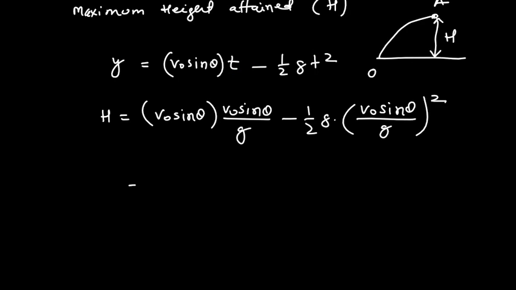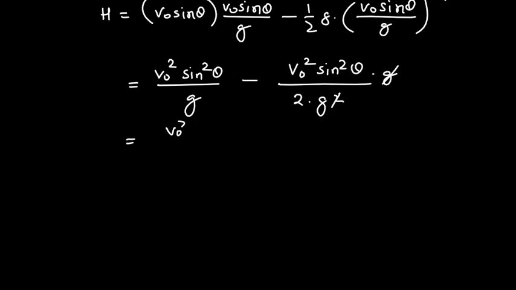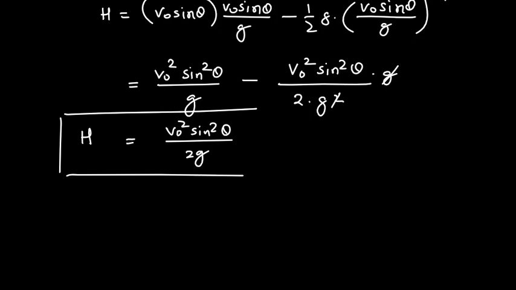If we simplify it further, we realize that this is v naught square sine square theta over g. And then if we see this term, this is also v naught square sine square theta into g, and here 2 and g square. So the 1 g gets cancelled, again it is 2g. So if we simplify it further, it is v naught square sine square theta over 2g. That is the maximum height attained.